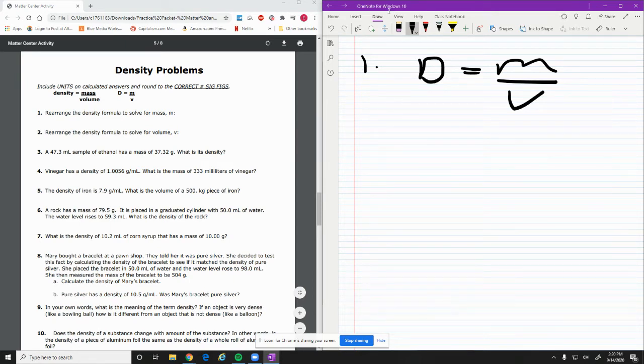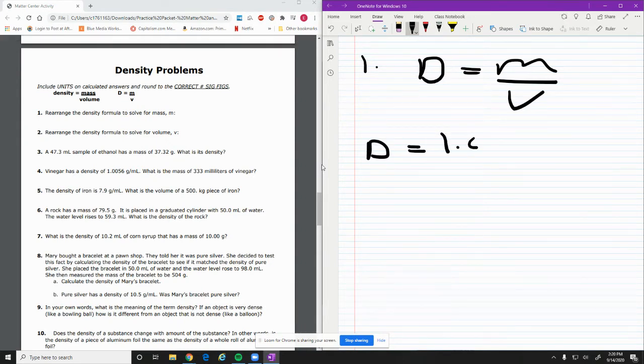Vinegar has a density of 1.0056. So my density is equal to 1.0056. This is science. We do not forget our units. Grams per ml. This is just how I write it. I write grams at the top, ml at the bottom, and you guys will eventually do too. What is the mass of 333 milliliters of vinegar?